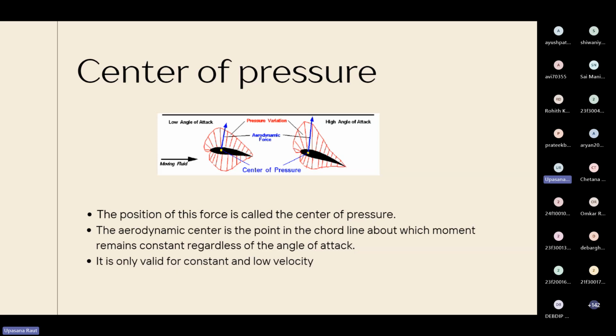It won't be valid if the velocity is changing constantly. In general, if the velocity is very low, the center of pressure can be found at the one-fourth way of the chord line. If the velocity is low and constant, and if the velocity is supersonic, it's generally at the halfway through the chord line of the airfoil.